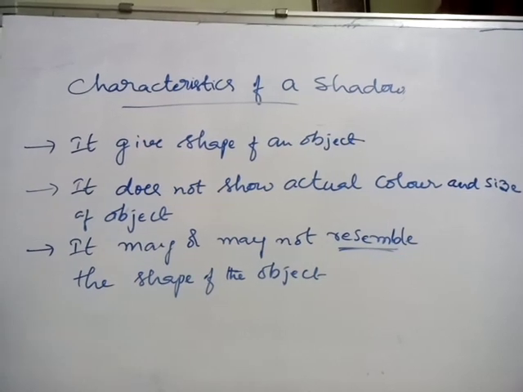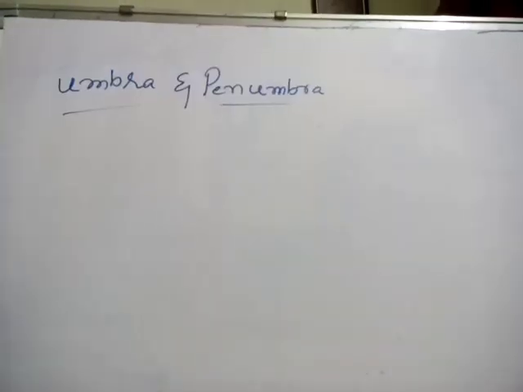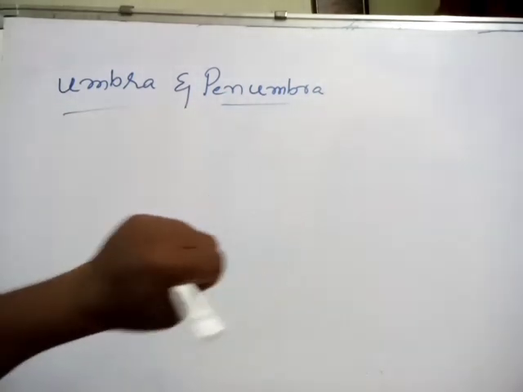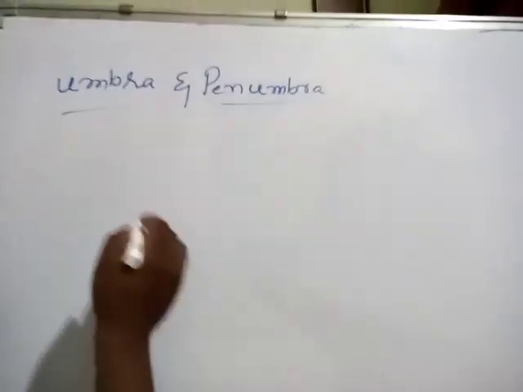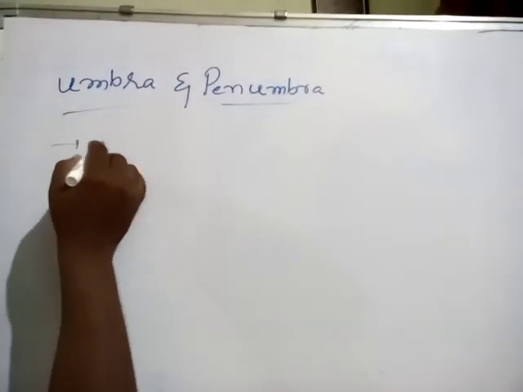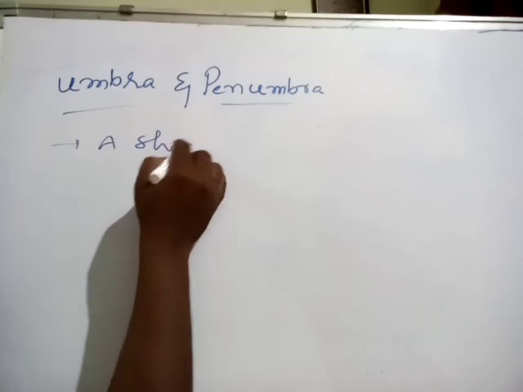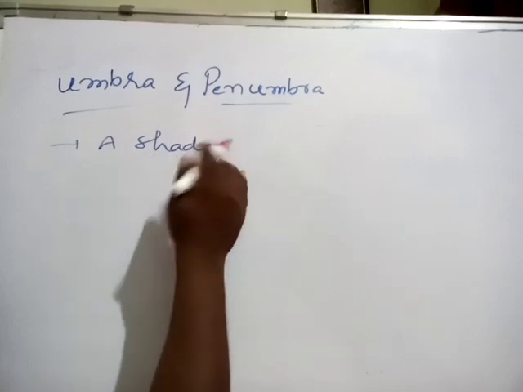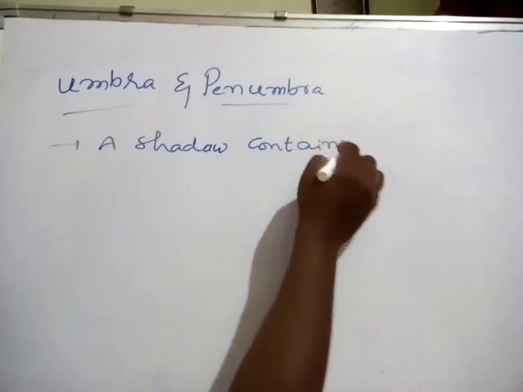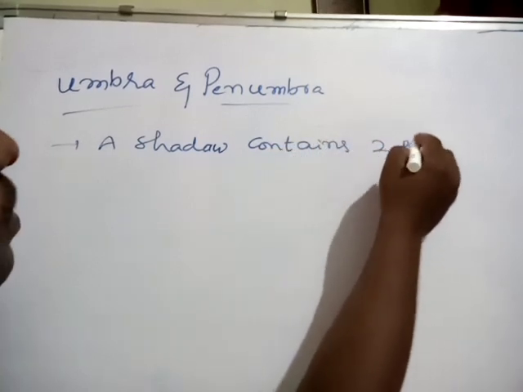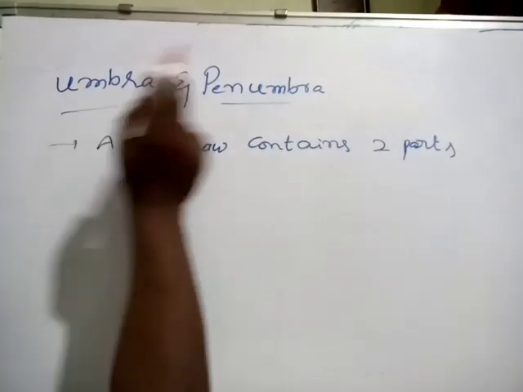Okay. And the next concept is umbra and penumbra. Okay, what is meant by this umbra and penumbra? These are the two parts of a shadow. Means a shadow contains two parts. Those two parts only, umbra and penumbra.